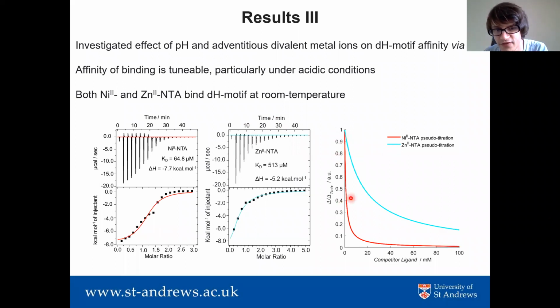So this pair of curves on the right is a kind of competition pseudo-titration. And this assumes that your competitor ligand is diamagnetic, which obviously for nickel NTA is not well met, but for zinc NTA this is the case. And this is something that we're actively looking into at the moment.